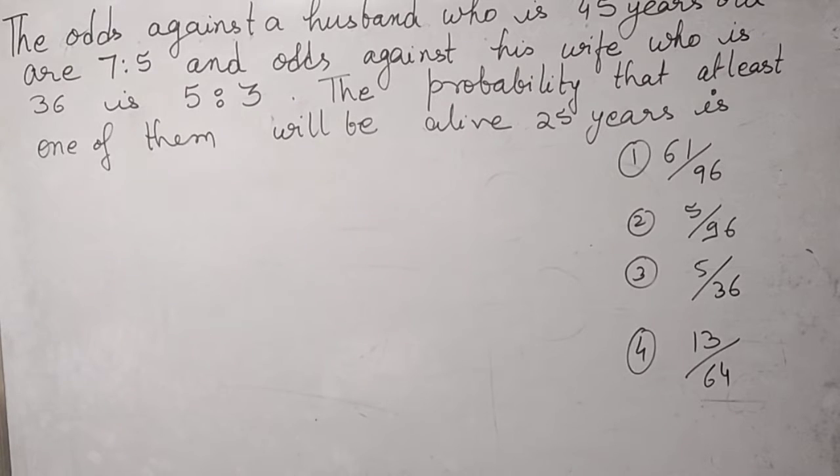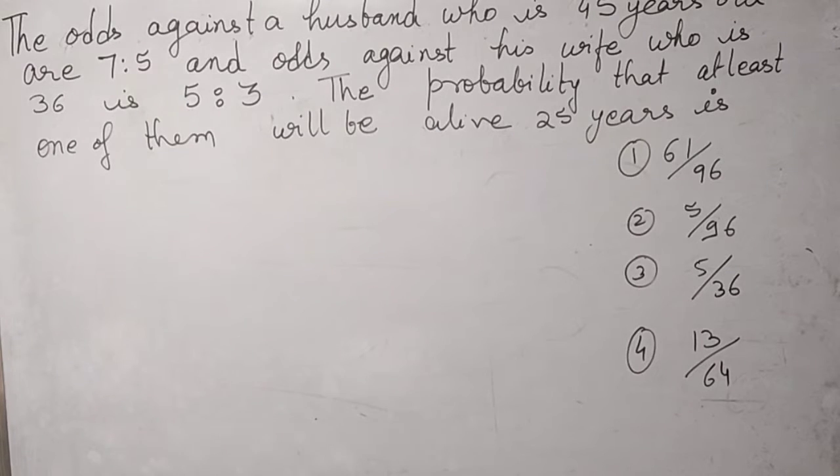The question is: the odds against a husband who is 45 years old is 7 is to 5, and the odds against his wife who is 36 years old is 5 is to 3. Find the probability that at least one of them will be alive 25 years.